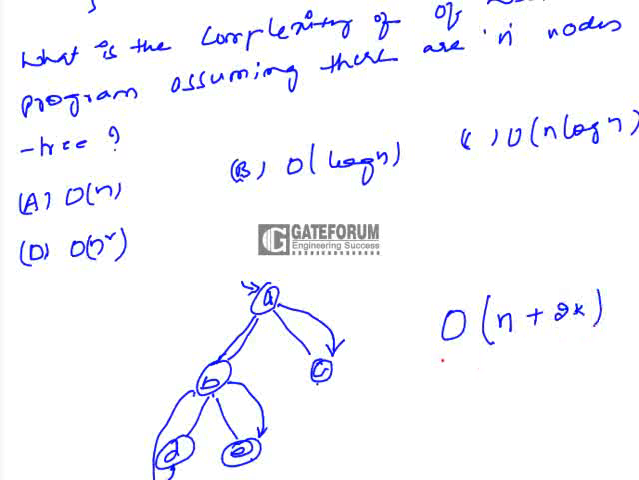So the time complexity would be order of n plus 2k, where k is the number of leaf nodes. So this will be order of n. So your correct option is option A.